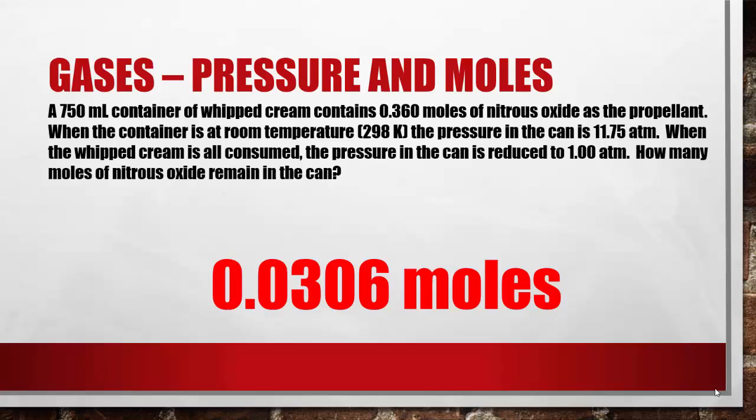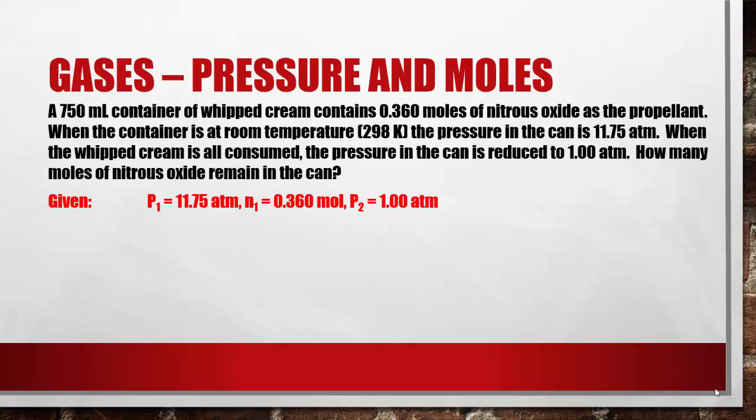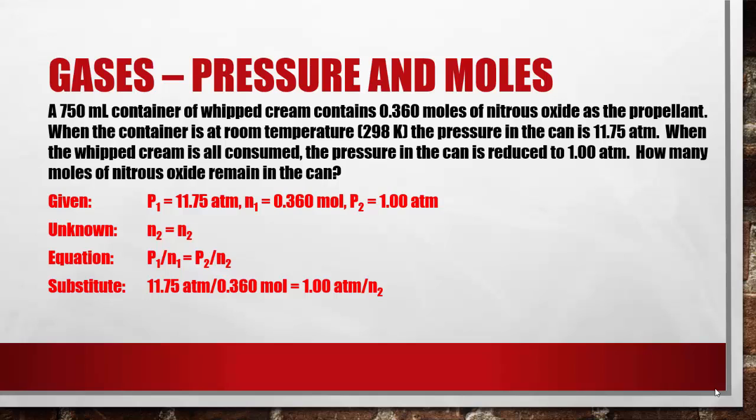How did we get this? Well, we were given P1, N1, and P2. The unknown is N2. The equation is Avogadro's law, so we substitute in our various values. We rearrange to isolate N2 in the numerator. We solve this, and we get 0.0306 moles.